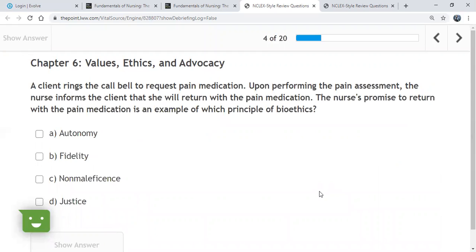Client rings the call bell to request pain medication. When performing the pain assessment, the nurse informs the client she will return with the pain medication. The nurse's promise to return with the pain medication is an example of which principle of bioethics? Fidelity. B is in boy. Fidelity. Yes.